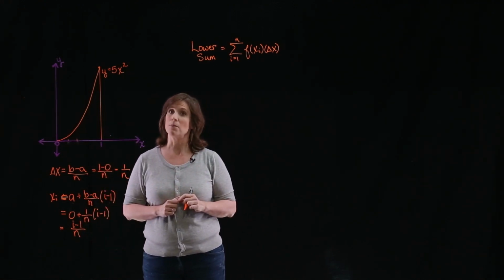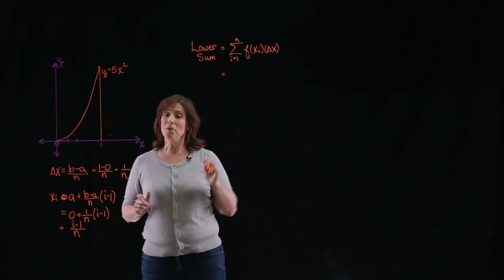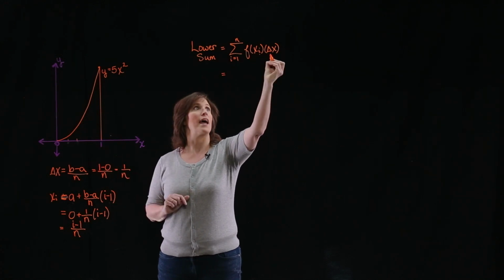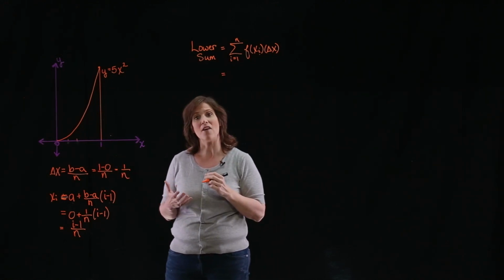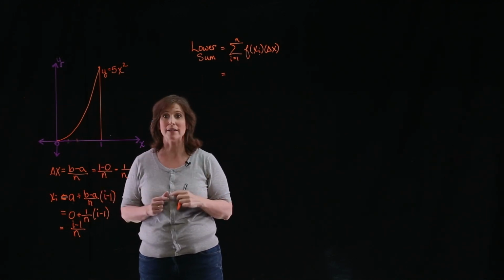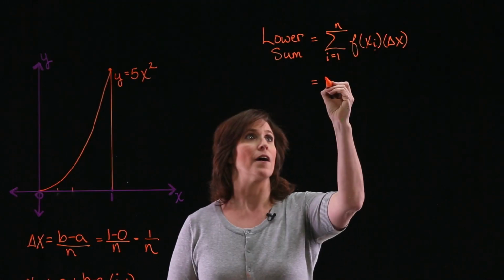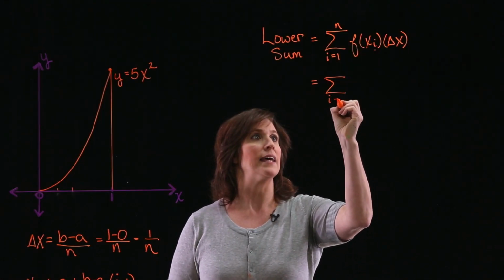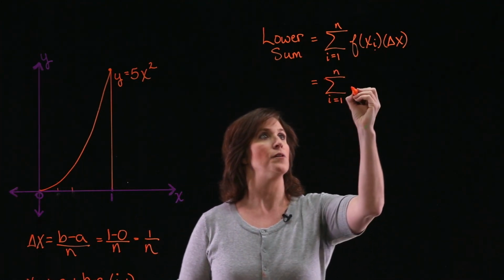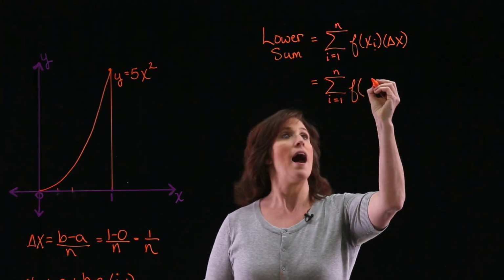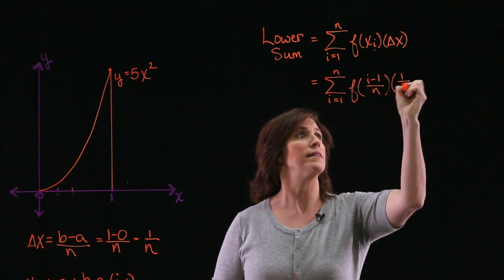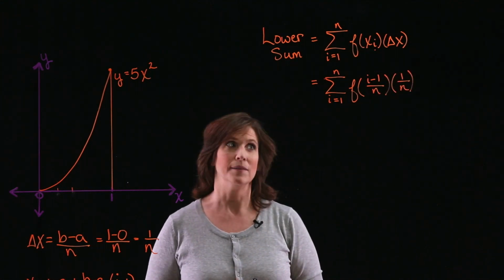Now I'm ready to plug it into my formula. My formula looks just like the upper sum formula because this first piece is the height of my rectangle, the second piece the width. So that will give me the area of a representative rectangle. But then I'm going to sum up all the areas of my rectangles. The thing that's going to make it different, though, is the value that I'm plugging in to the x sub i, because I'm going to use the left endpoint this time. So this will be f of i minus 1 divided by n. And then I'll multiply by my width, which was still 1 over n.